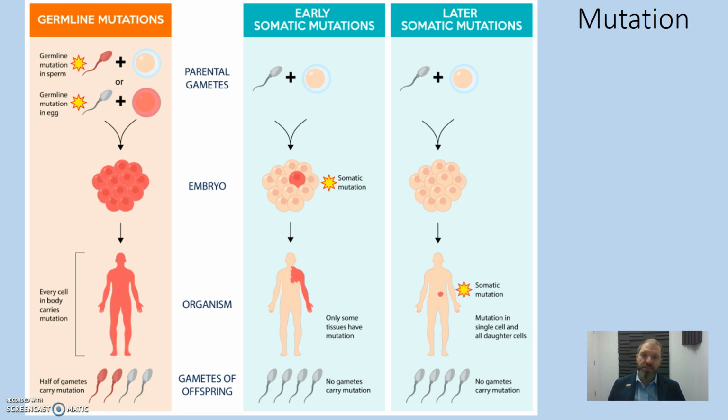So let's go through those sources of variability in detail. So the first source of variability in sexual reproduction is mutation. In fact, this is a source of variability that occurs in all types of cell division, including binary fission and mitosis.